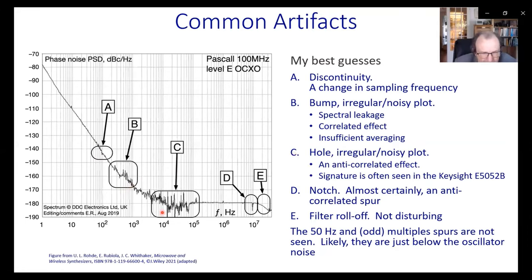Here, in C, you see a kind of hole in the spectrum, and the plot is very, very noisy. This is almost surely an anticorrelated effect, and this signature, approximately in this region of frequency, is often seen in the Keysight 5052B. Here in D, we have a notch. Well, pollution in the form of a notch does not exist, at least in a simple form. This is almost certainly a spur that goes in an anticorrelated way on the two channels of the spectrum analyzer. And this part, E, is not disturbing. This is the roll-off of the analysis bandwidth.